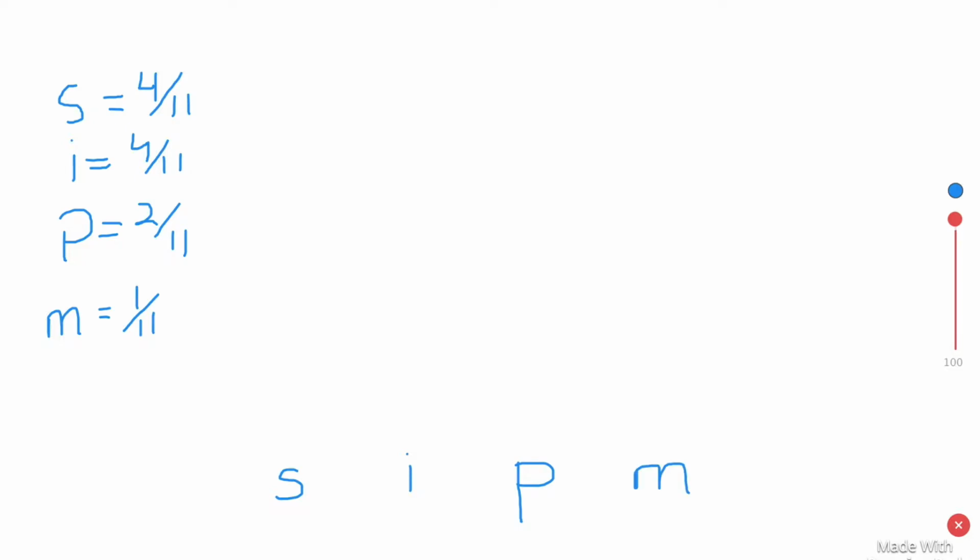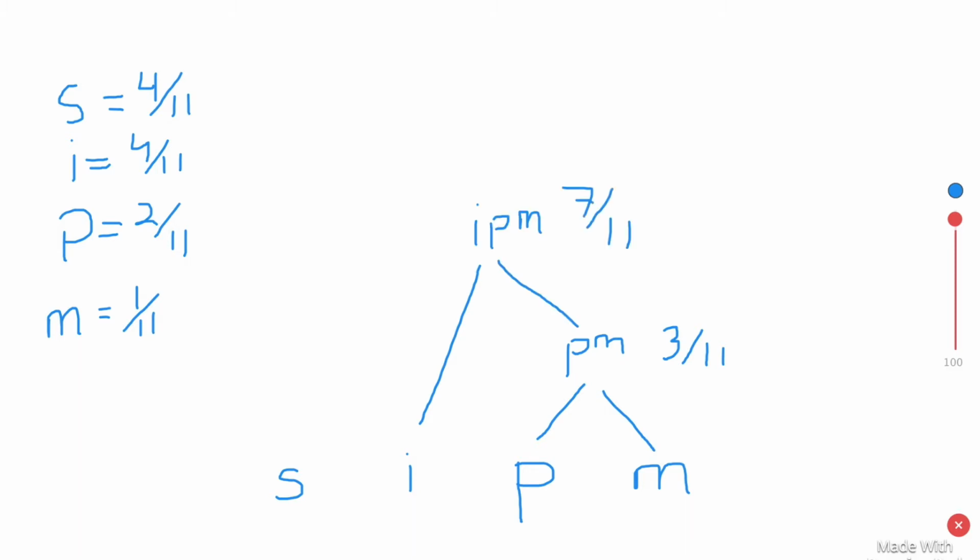Then we're going to build a tree from bottom up. Add the 2 probabilities that will create the least total probability. For this first one, that'll be P and M, adding to 3 over 11. This creates a new node called PM. Then repeat that grouping. S and I would make 8 over 11, while I and PM would make 7 over 11. We group I with PM and form a new node, IPM. We're left with S, so we just add that again.